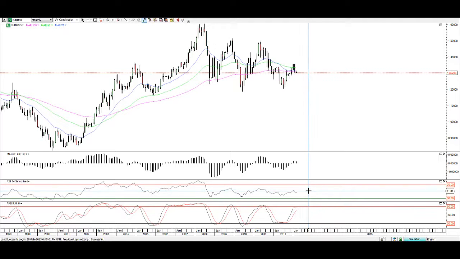These indicators are still kind of positive. The RSI is actually below 50, which is not a good sign. The MACD histogram is still above 0, but barely. And the slow stochastics are above 50, but they're looking like they're closing and wanting to go down.